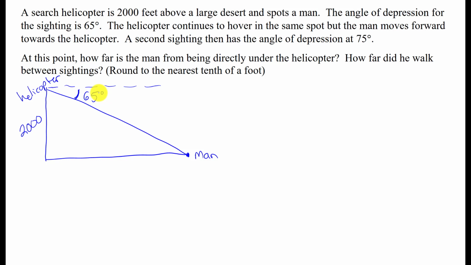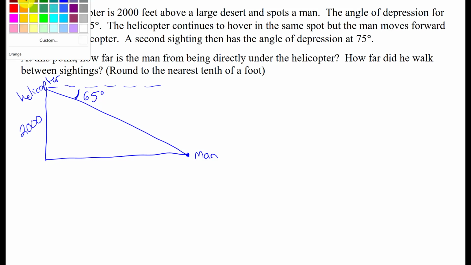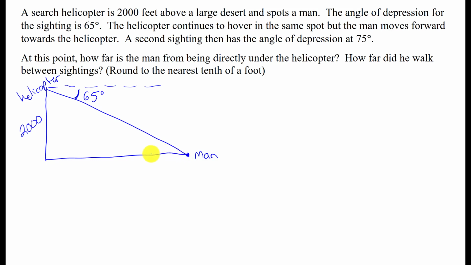The helicopter continues to hover in the same spot, but the man moves forward towards the helicopter. A second sighting then has an angle of depression of 75 degrees. Okay, so the man moved closer, and now the angle of depression, which is like this, is 75 degrees. At this point, how far is the man from being directly under the helicopter?